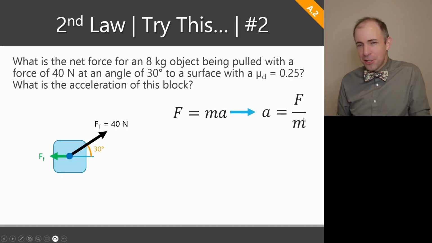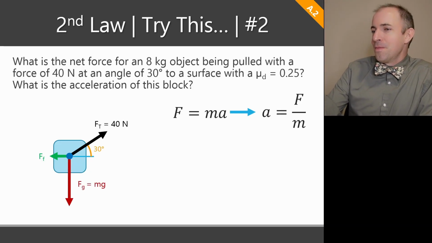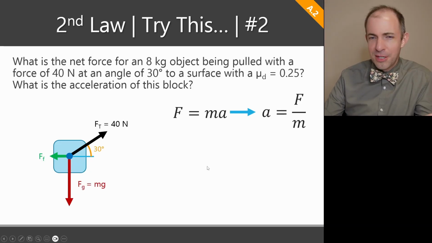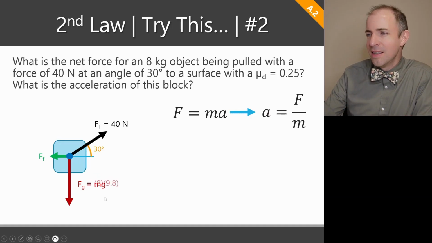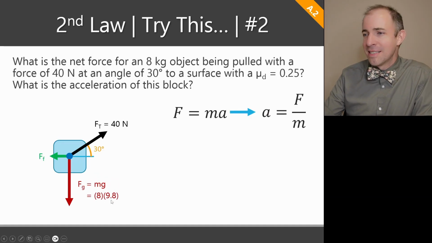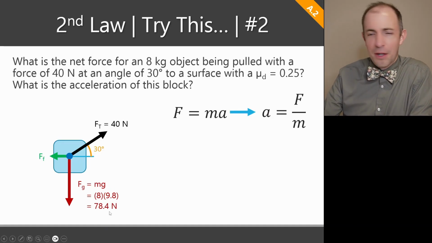So the acceleration that I'm looking for is the net force divided by the mass. I know that there's a force of gravity. This object has mass, so let's start there. Fg is equal to mass times gravity. The mass is 8, the gravity is 9.8, so my force of gravity is 78.4.